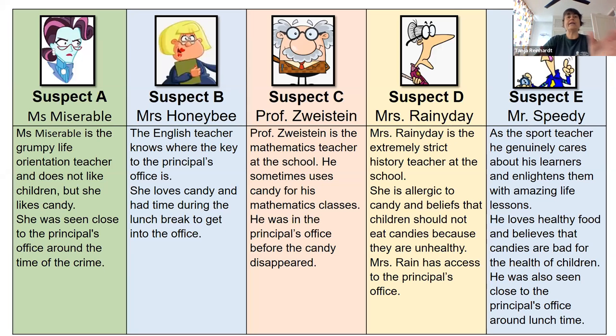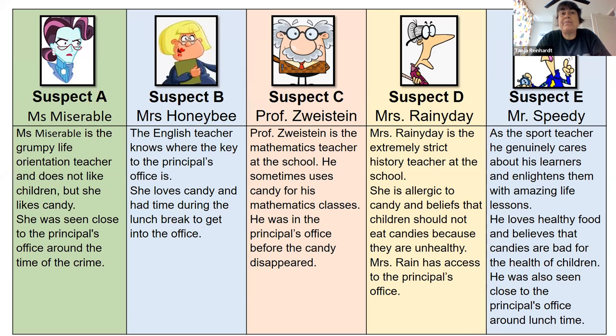Okay, so let me introduce our suspects. And remember what I said? You just have to make sure that you listen very carefully to what our suspects actually are. So we have suspect A, Ms. Miserable. Ms. Miserable is the grumpy life orientation teacher and does not like children, but she likes candy. She was seen close to the principal's office around the time of the crime.